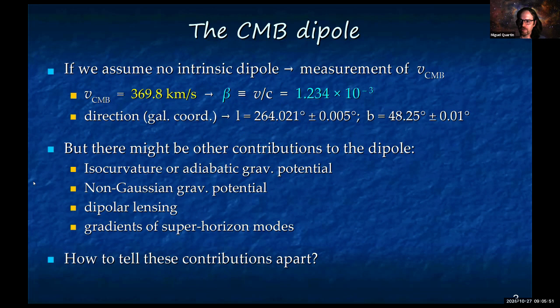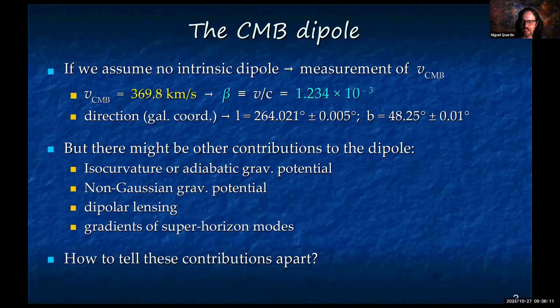If we assume there's no intrinsic dipole, no dipole really at the last scattering surface, this is a direct measurement of the velocity of the sun with respect to the CMB. And with this assumption, you get a velocity around 370 kilometers per second, which is basically this nice number of 1.234 times 10 to the minus 3. And in Planck 2015, it was even better. It was 1.2345, which could be one of the new CMB anomalies if you want. But now, the measurements changed. So let's just say 1.234.